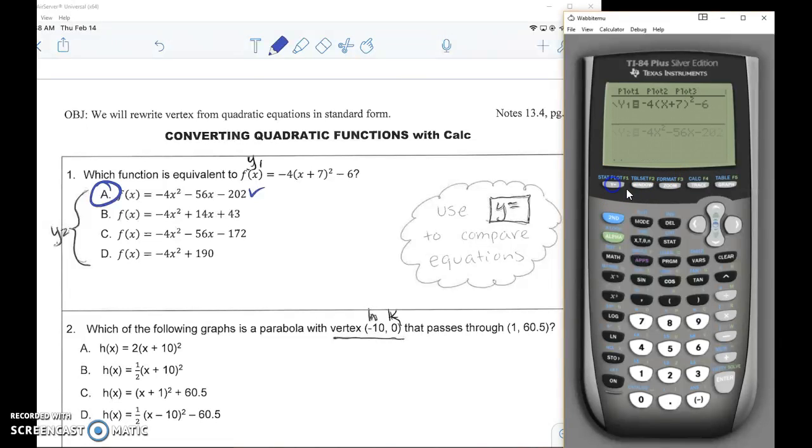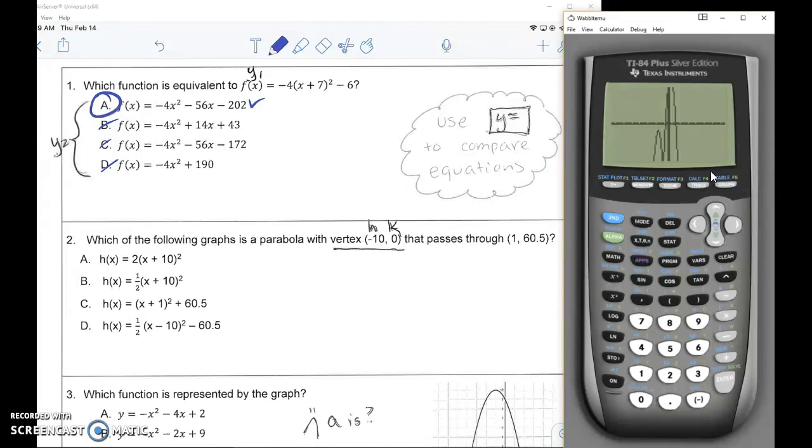To show you what it would look like if it was wrong, if I graphed choice B, negative 4x squared plus 14x plus 43, I could see here that I have two different graphs, so these could not match, and that's what each C and D would look like.